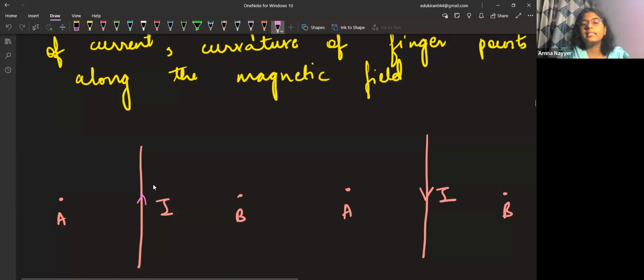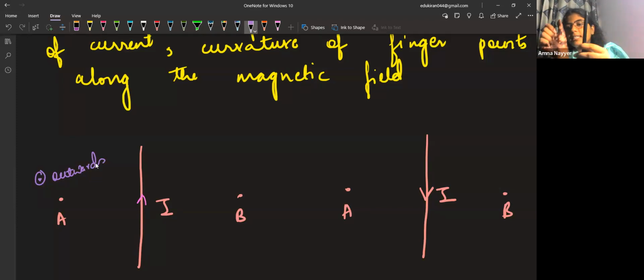See, this is the current's direction, let's say. Okay, Chavez. Fine. Now, point A. Current is upward. See, this is the direction of current. Point A is located here. So point A is out of the sheet. So this becomes outwards.